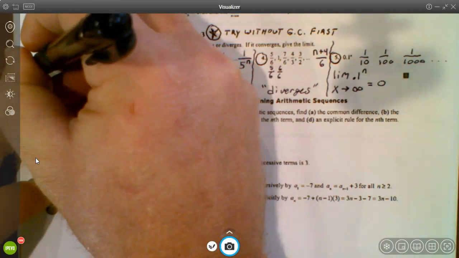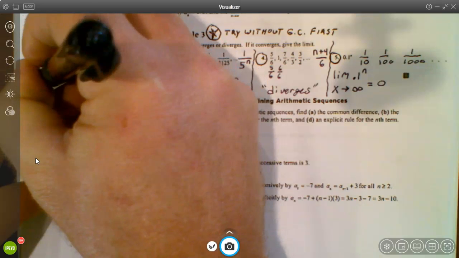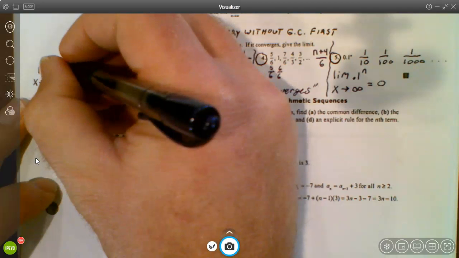Let's just write that over here. So I'm going to say the limit of my function, and I'm going to cheat a little bit and not rewrite that whole thing.